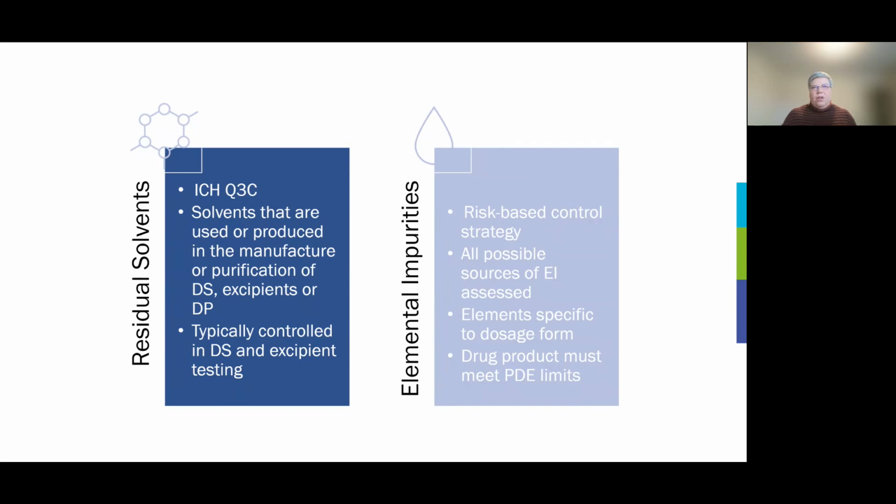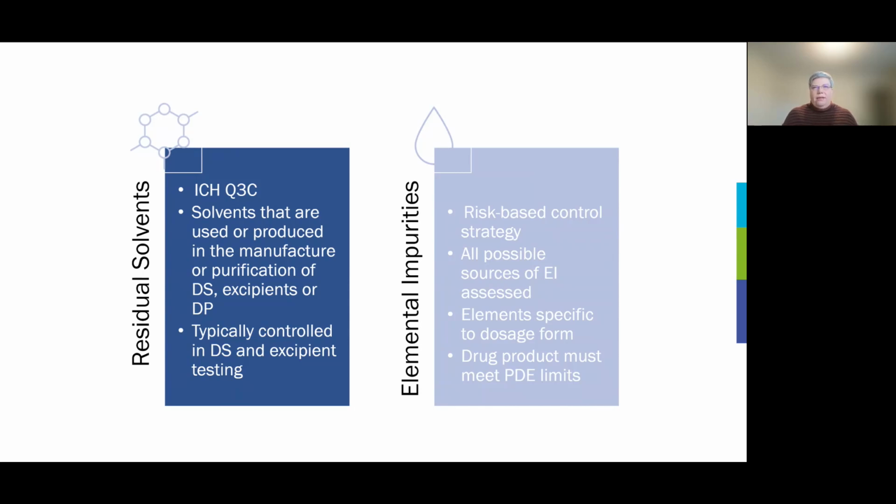The elements that you have to look at are specific to dosage form. So when you're looking at injectables or orals or topicals, there are different classes in ICH Q3D, class 1, 2A, 2B, and 3, I think. And depending on the route of administration depends on what elemental impurities you actually have to look at.